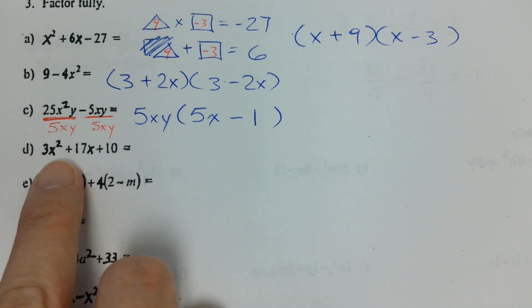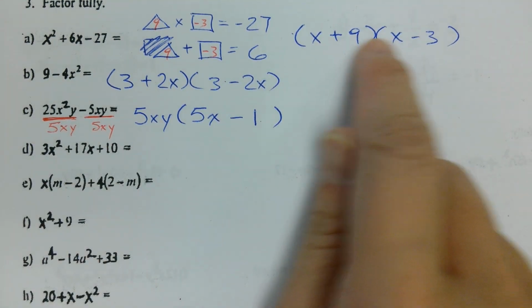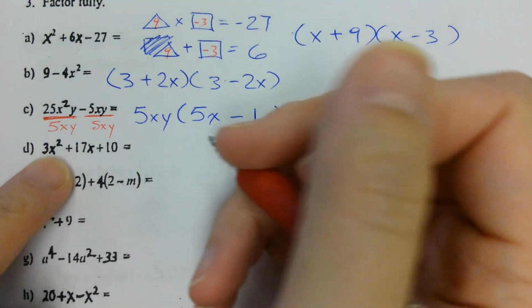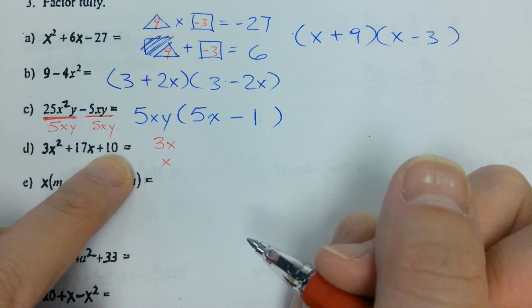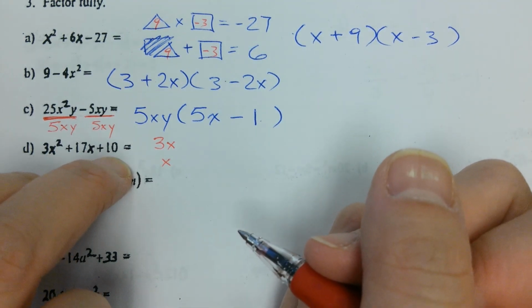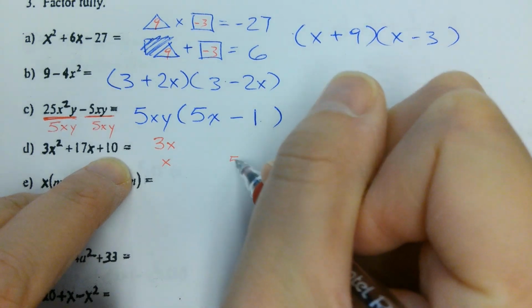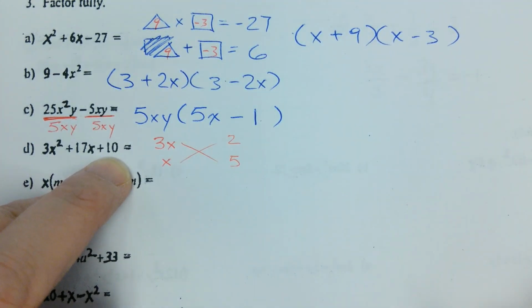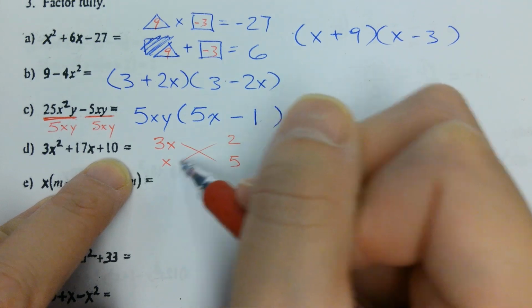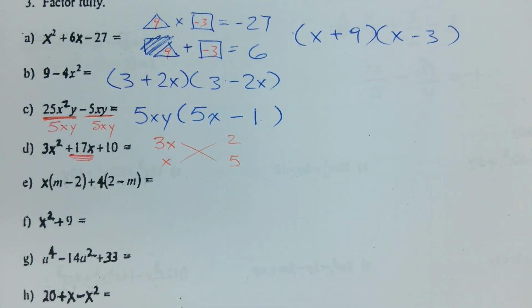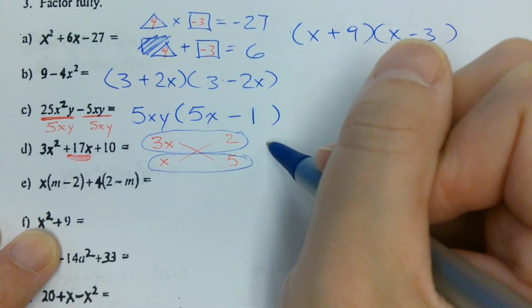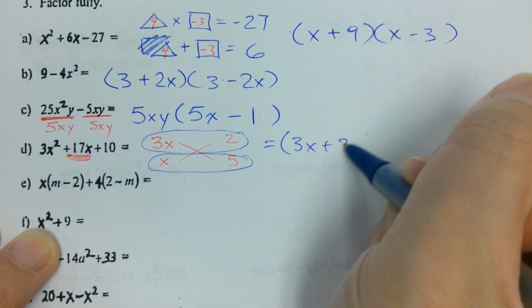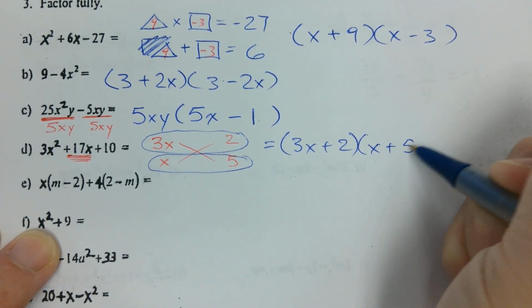This next one, because it's a 3x squared, you cannot do the triangle square method. So 3x squared, you will break it down as 3x and x. The 10, you can break it down as 5 and 2. So I'm going to do 5 and 2, so that when you cross multiply, 15x plus 2x, you get the 17x that we want. So that means this is my first bracket, this is my second bracket. So 3x plus 2, x plus 5.